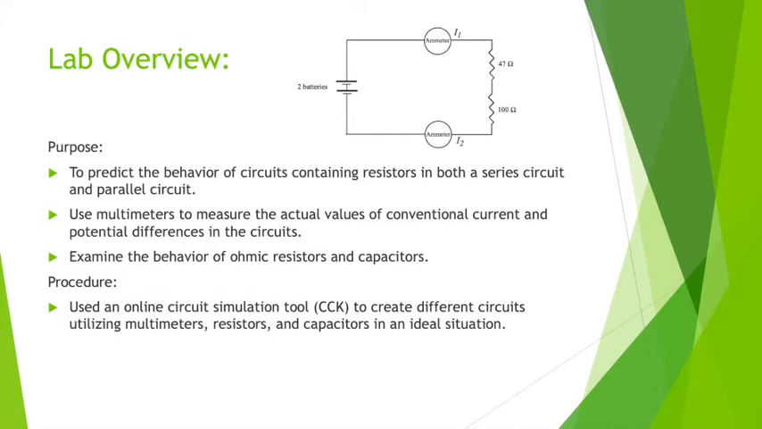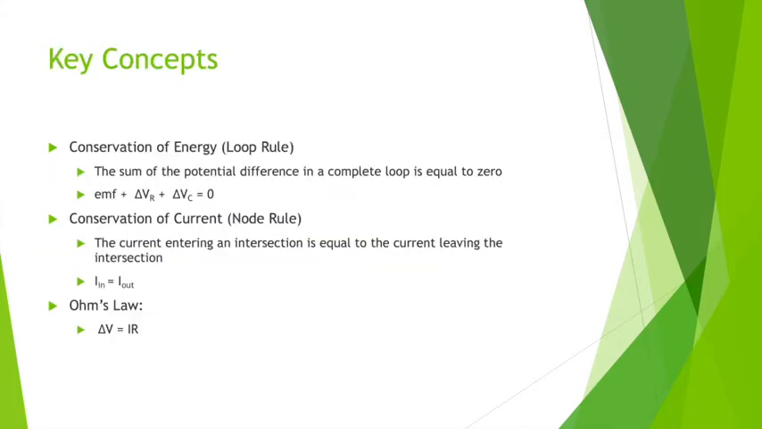The procedure for this lab was basically using the CCK to simulate a circuit in an ideal situation utilizing multimeters, resistors, and capacitors. Some of the key concepts are the conservation of energy, or the loop rule, which states that the sum of the potential differences in a complete loop has to be zero. Similarly, the conservation of current, which is the node rule, states that the current entering an intersection is equal to the current leaving that intersection within the circuit. And then finally, we use Ohm's law, which states that the potential difference is equal to the current times the resistance.